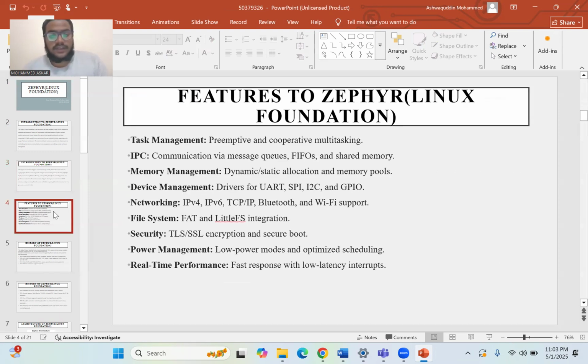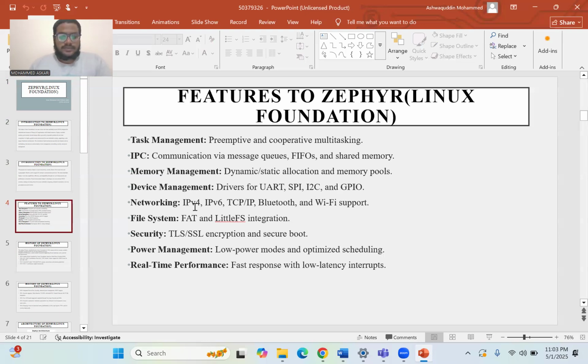Now we'll go on with the features of Zephyr. The first one would be task management, that is preemptive and cooperative multitasking. IPC, that is communication via messages, queues, first in, first out, and shared memory. Memory management is dynamic, static allocation, and memory pools. Device management, drivers for UART, SPI, I2C, and GPIO.